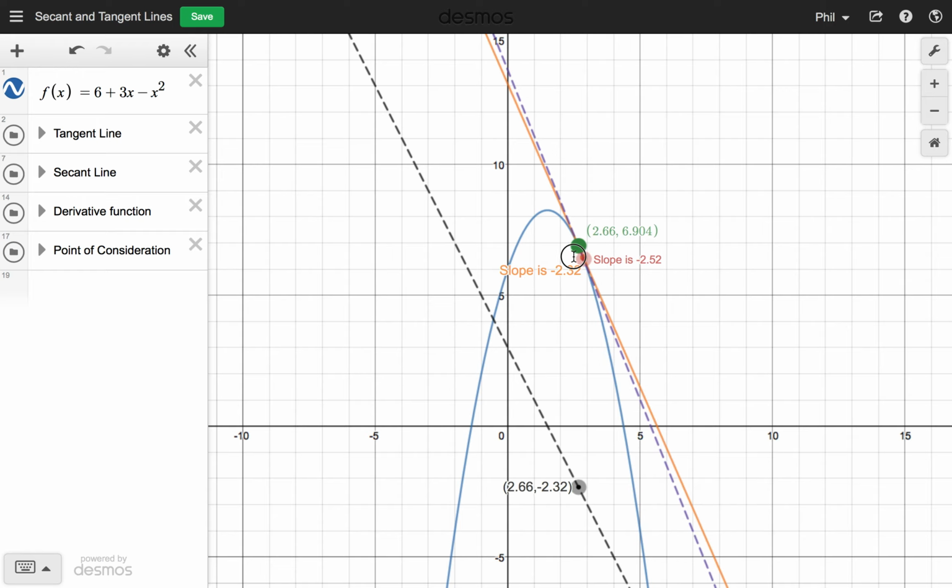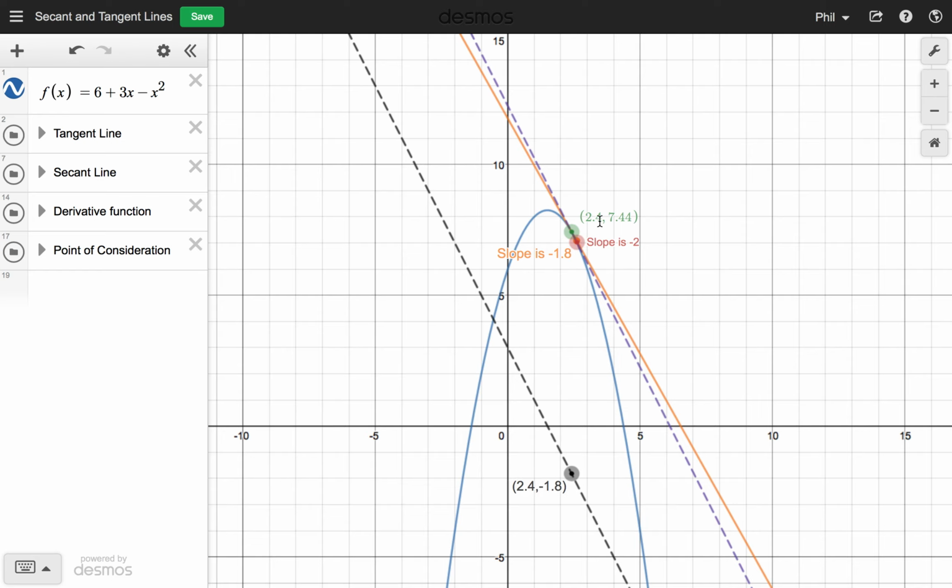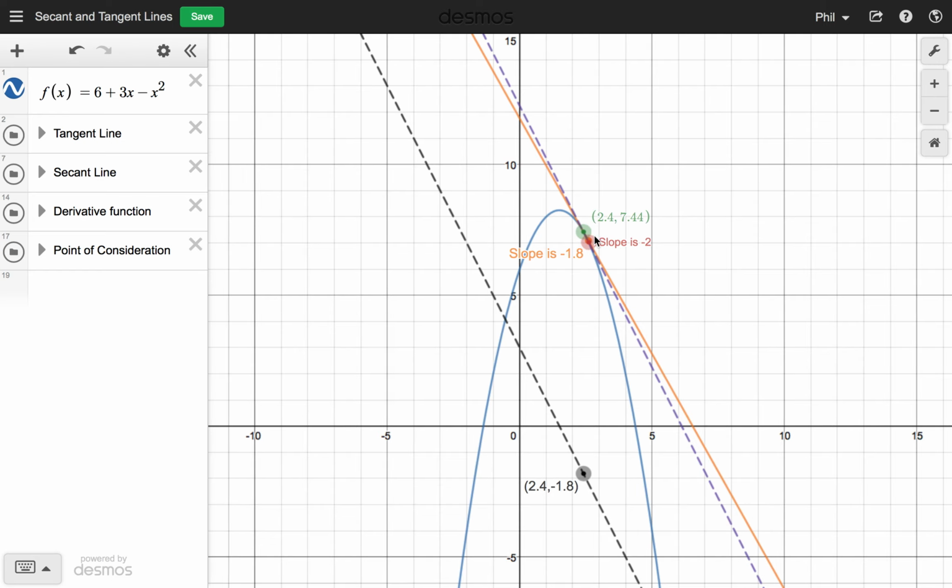If I take the green point and drag it, notice I always have the A value as well as the slope of the orange point at the A value. I can turn off the secant lines for now. We understand that to create the orange line, we use the purple line. So now we simply understand we can create an orange line at every point. And now, for every point, I simply look at the slope of this line.